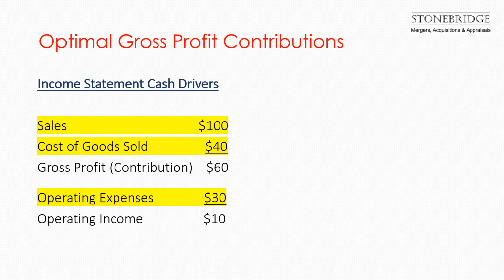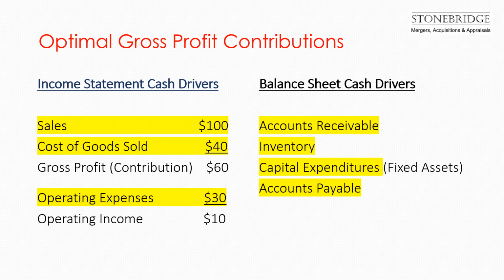Our series is built around the 7 cash drivers of a business. The primary cash drivers are on the income statement, and the most important is sales, then the cost of goods sold, and last, the operating expenses. The result of these 3 cash drivers are the gross profit contribution and the operating income. The secondary cash drivers are on the balance sheet, and they are receivables, inventory, capital expenditures, and accounts payable.